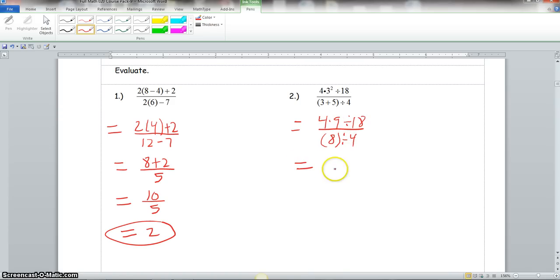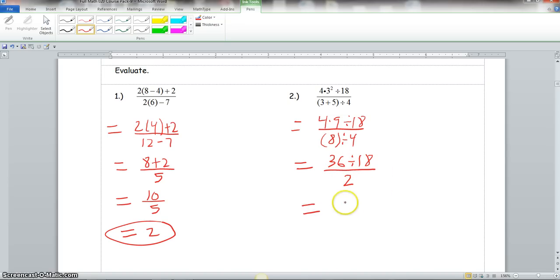Now in our numerator, we have multiplication and we have division. Now we know we do whichever one comes first from left to right. This time multiplication came first. So we would do the multiplication. 4 times 9 is 36 divided by 18. Now we go to our denominator. There's nothing we can do with this parenthesis here. So we will have 8 divided by 4, which is 2.